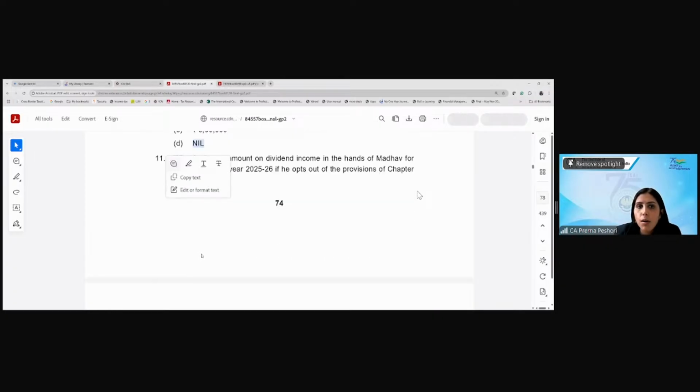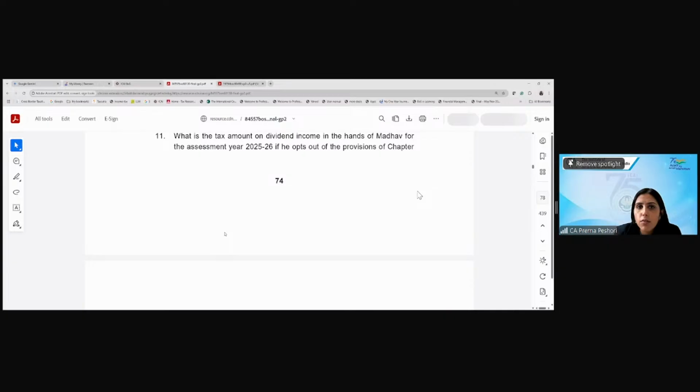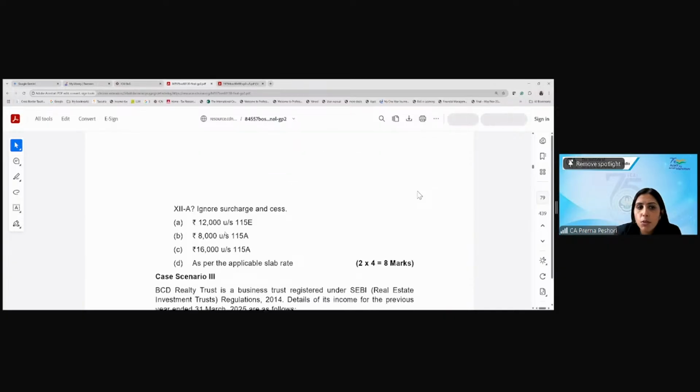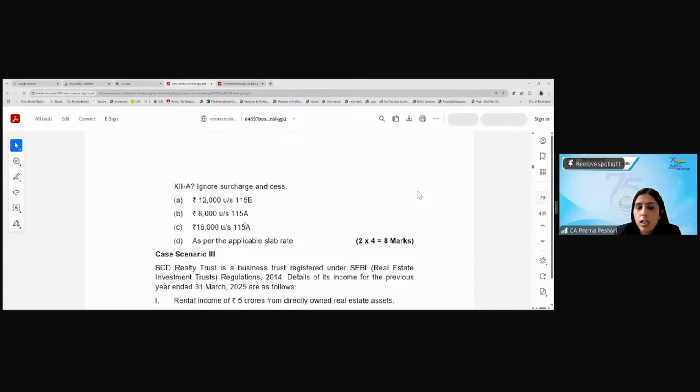What is the tax amount on dividend income in the hands of Madhav if he opts out of the provisions of Chapter XII-A, ignoring surcharge and cess? In that particular case, the dividend is investment income, isn't it? If he opts out of Chapter XII-A, then it will be taxable as per the slab rate.